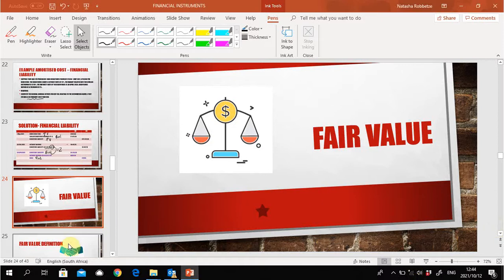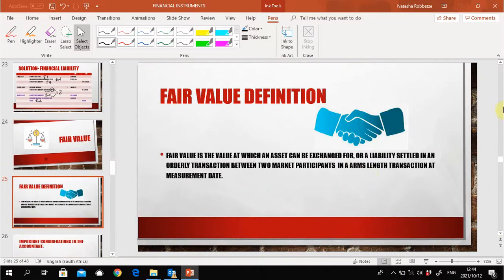And there is a very definite definition set out for fair value. And it says fair value is the value at which an asset can be exchanged for or a liability settled for in an orderly transaction between two market participants in an arm's length transaction at measurement date. So this means it's basically the price for which you can buy an asset or pay off a debt if nobody did you any favors. It's just the amount that an objective person would charge at a specific time. That's the definition of fair value.